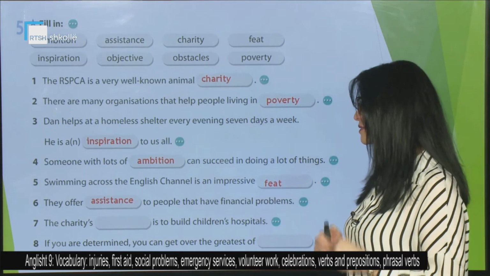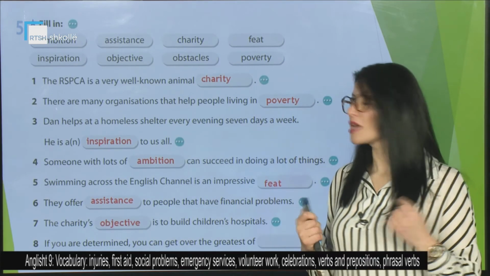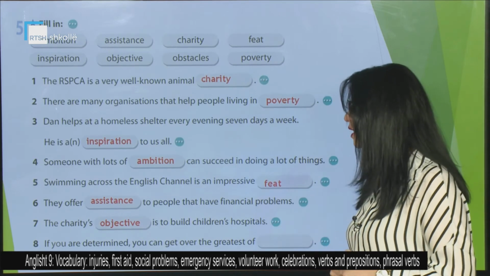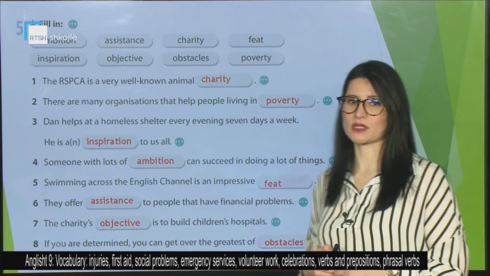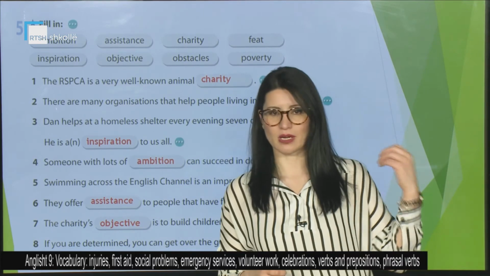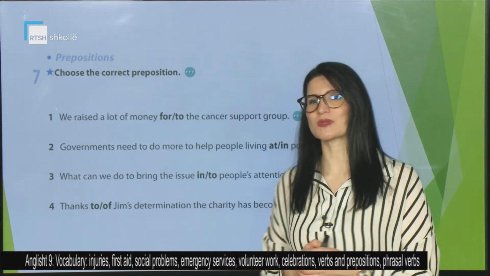The next one: the charity's aim is to build a children's hospital. So the charity's goal or objective. If you are determined, you can get over the greatest of obstacles. So you can go through difficult situations and you can achieve your goals.